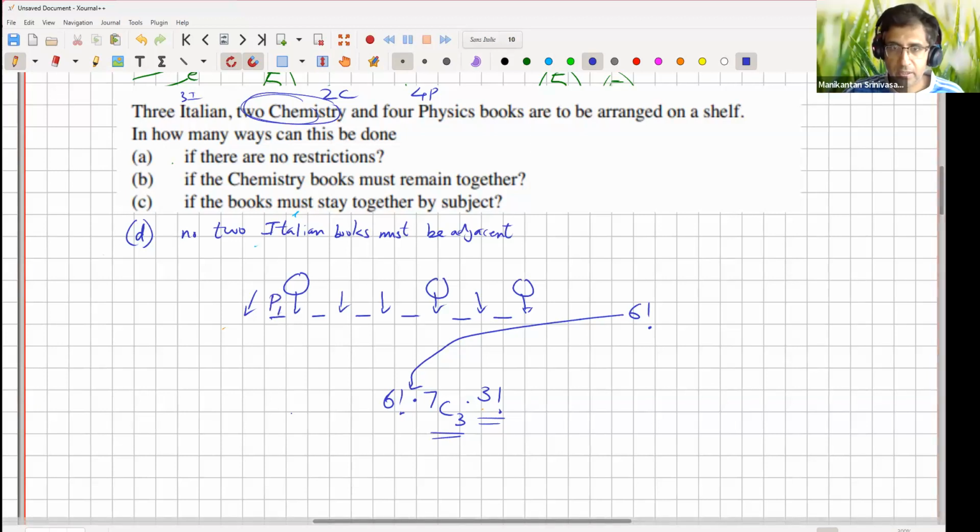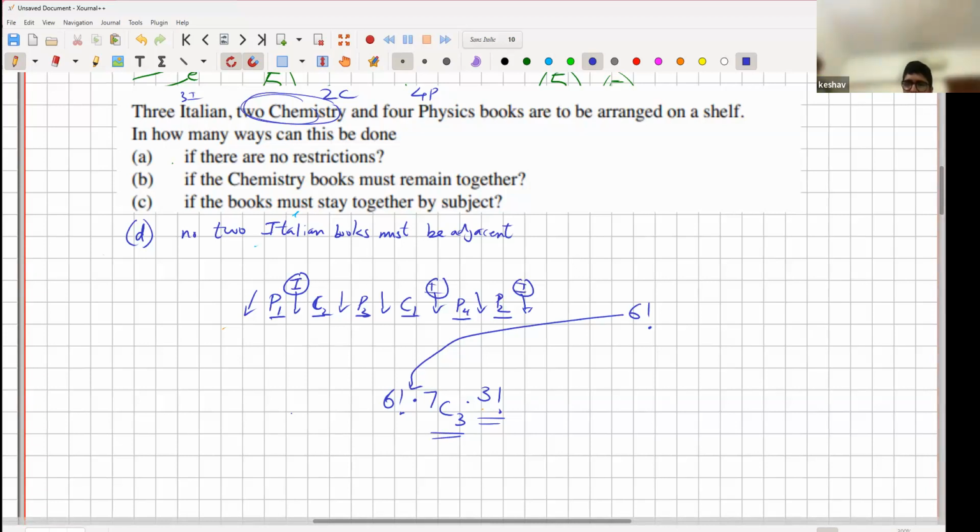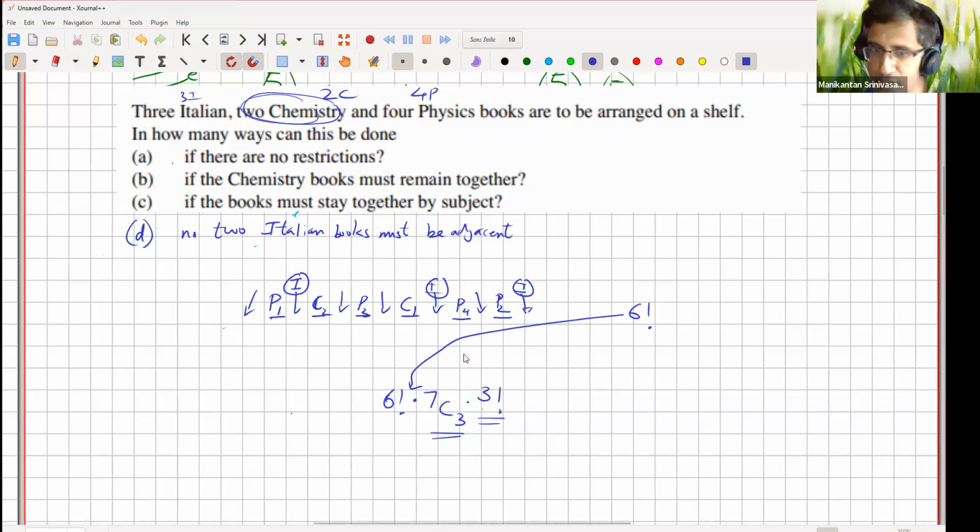Right? So P1 has landed up here, right? This is C2, and then P3 is here, and then C1 is here, and then P4 is here, and P2 is here. After doing that, we have these 7 gaps, and we picked this gap, this gap and this gap for the Italian books. I thought they were all tightly packed, that you only have space for those 9 books. Yeah, there is only space for those 9 books. Oh, okay, got it.